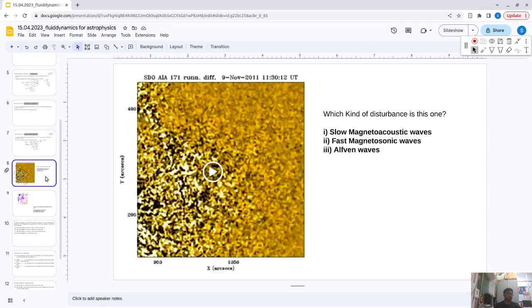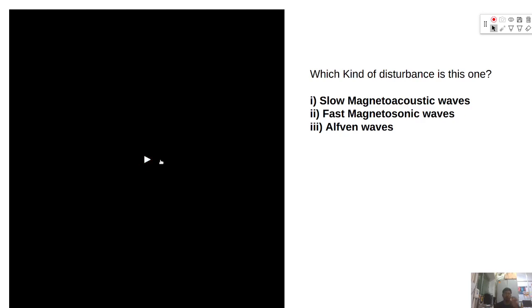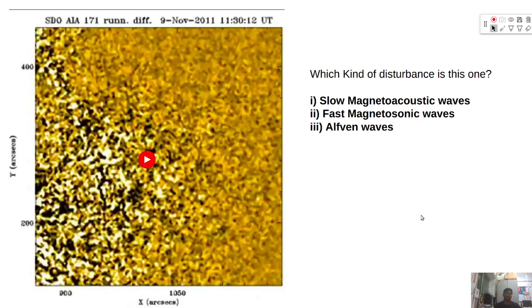Now if we move on to this question, there is a movie here. The question is, which kind of disturbance is this one? First of all, let us recall the properties of these different kinds of waves. The slow magnetoacoustic wave is a compressible kind of wave. That means it can perturb the density.